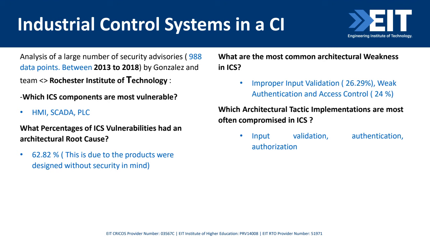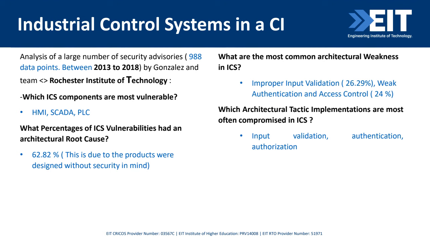So these were the key vulnerable points of exposure of an industrial control system. What percentage of ICS vulnerabilities had an architectural root cause? 63% roughly, because products were not designed with security in mind. So firmware is very exposed. It's like building a house but keeping the door open because the lock was not invented, and anybody can just walk in through the front door, right? So that's what it is.